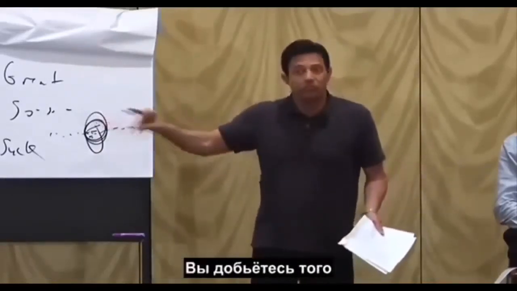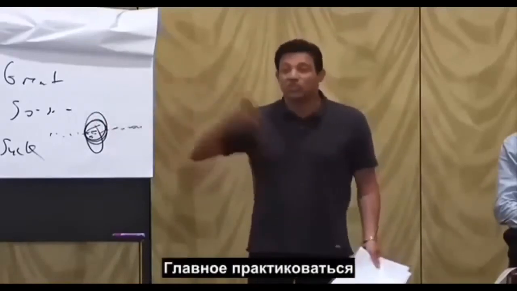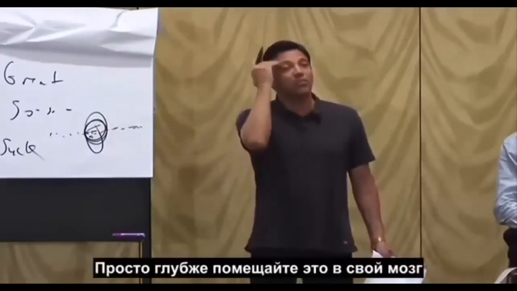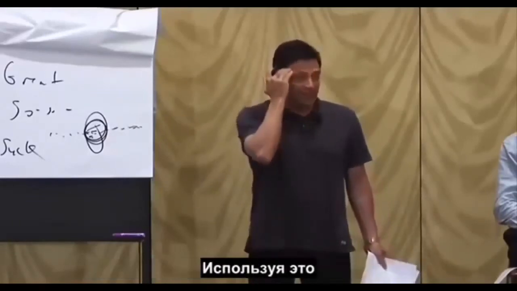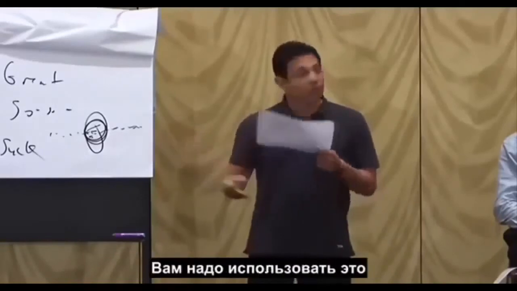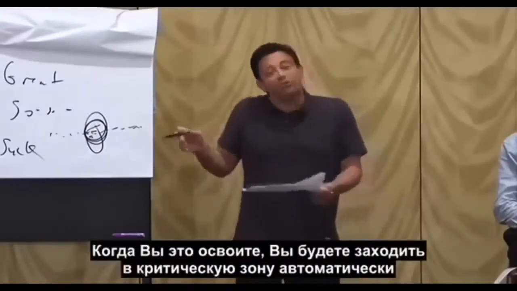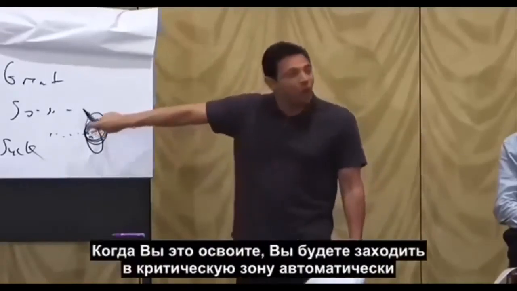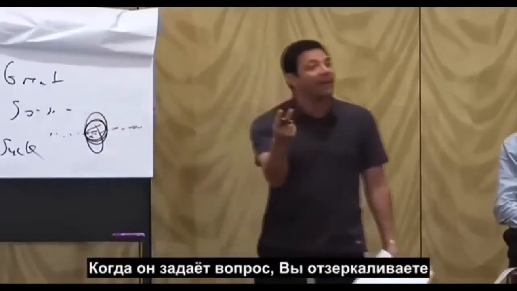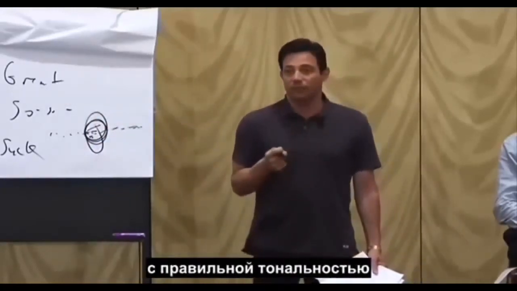You get there in 2 or 3 weeks, just by repetition and learning, repetition and learning, repetition and learning. You nail the grooves deeper and deeper into your brain by doing it. You can't study it to perfect it. You've got to do it. Once you do, you're going to fall into this little kill zone, and automatically, when he says a question, you're going to mirror back the right tonality.